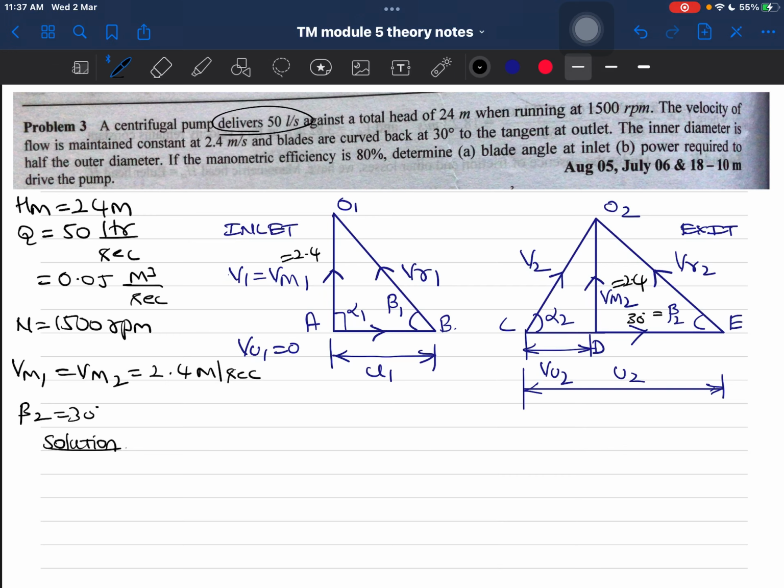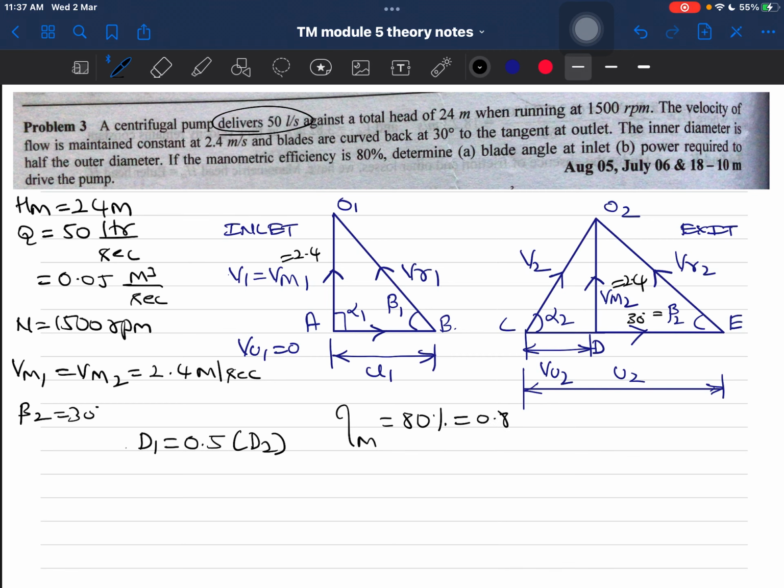Next, the inner diameter is half the outer diameter. So inner diameter is half the outlet diameter, he says. That means it is clear that D1 is equal to 0.5 times D2. The manometric efficiency is 80%. So I would just take that. Efficiency manometric is 80%. In terms of points, it is 0.8.